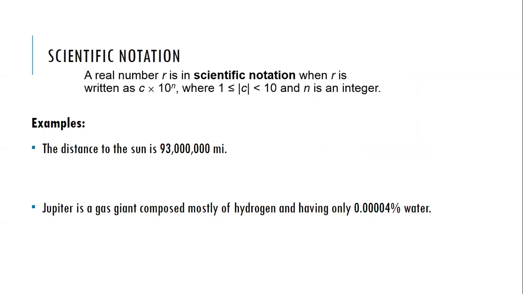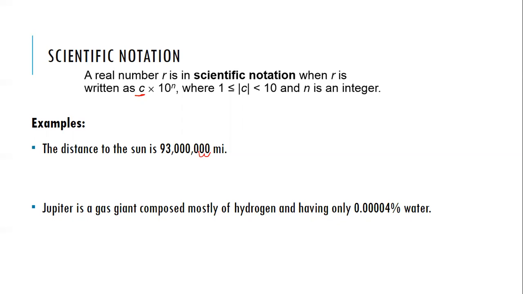All right. So typically when you are writing in scientific notation, your first factor, that C, is what we call the C factor right here. That factor is between 1 and 10. So you're moving until you have a number between 1 and 10 as your C factor. For example, here we have the distance to the sun is 93 million. If I want to write this in scientific notation, I'm going to have to figure out how many spaces I have to move.